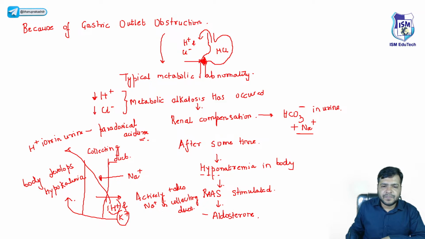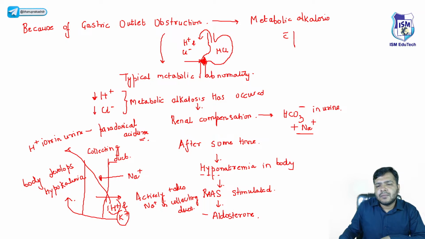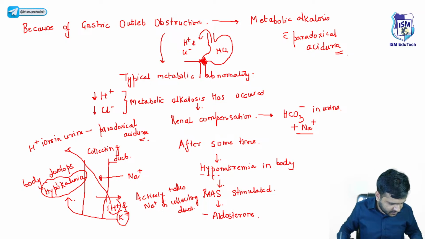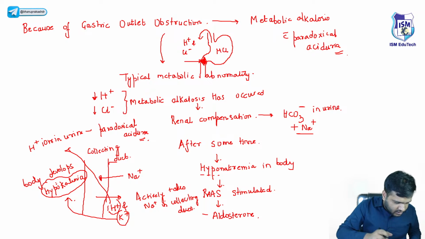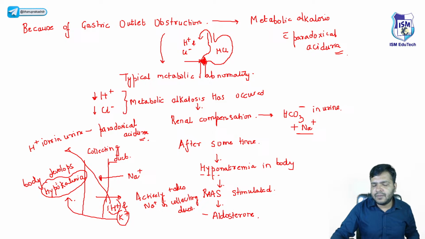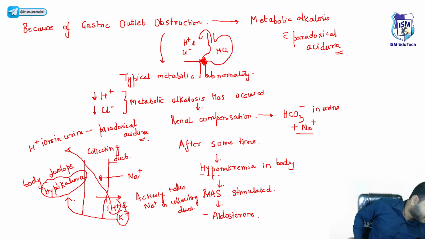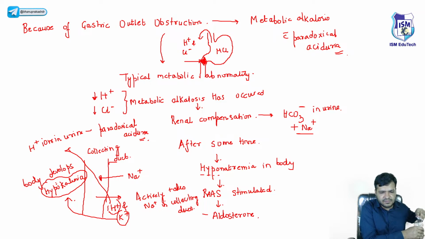So remember, because of this gastric outlet obstruction, we have metabolic alkalosis with paradoxical aciduria, and you already know the body will show symptoms of hypokalemia. So I hope you have understood this particular part, guys. Just give me a thumbs up if this is understood by everyone, so that I'll start with the management part of this topic.